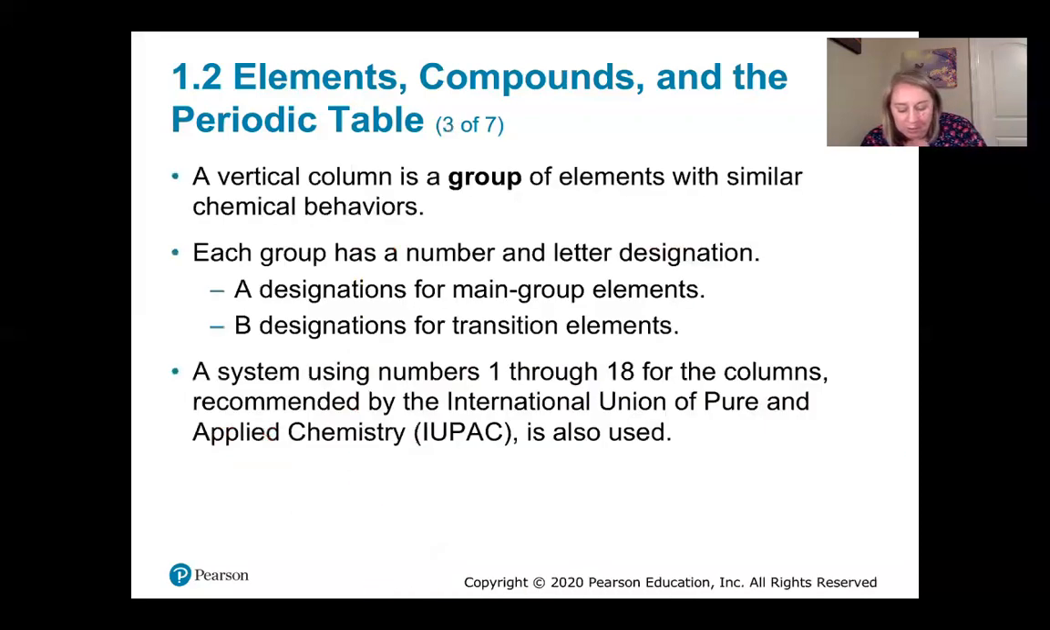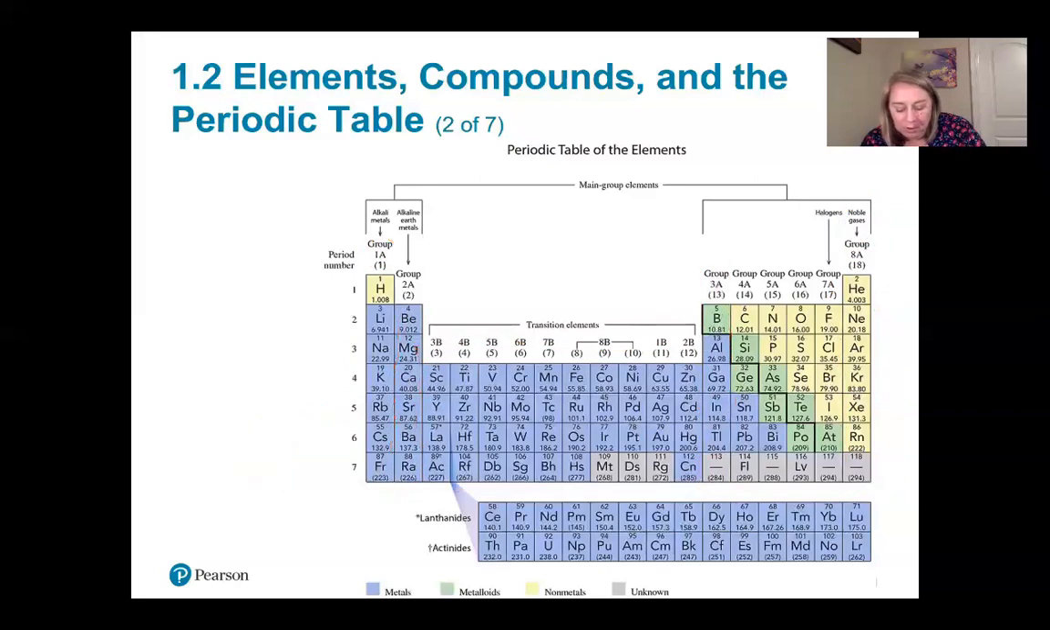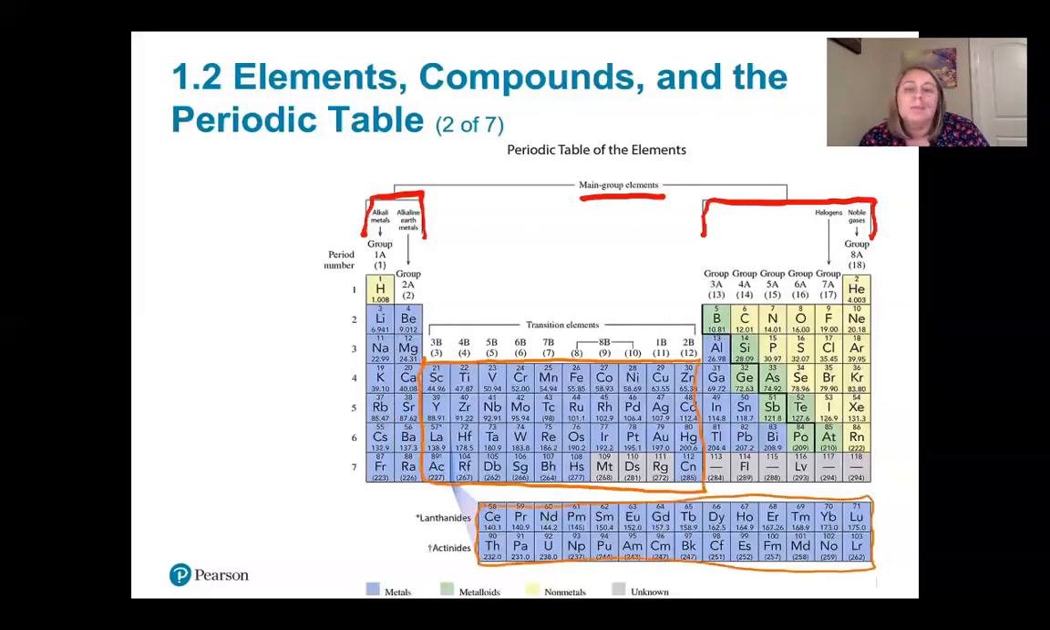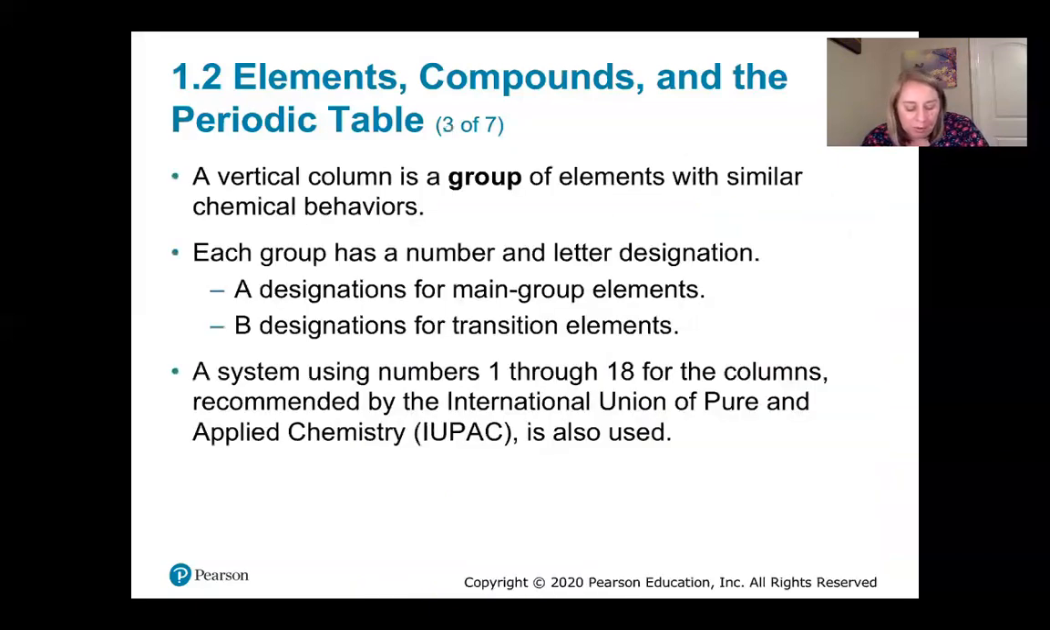I'm still learning to use this, y'all. Okay, so if you're in A, you're a main group. See the designation up here, main group elements. We have alkali metals, alkaline earth metals, and then we pick up way over here with the rest of the main group elements. Now you also have transition elements. So here are transition elements, and here are also transition. These are inner transition metals. So main group are in red, and then transition are in orange.